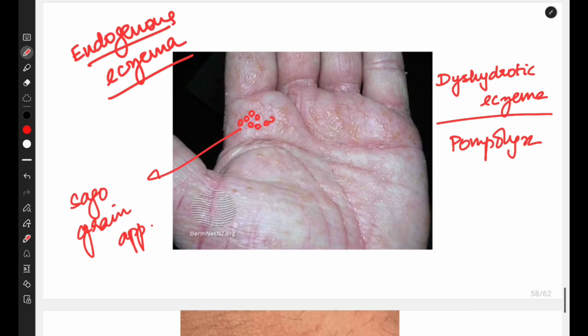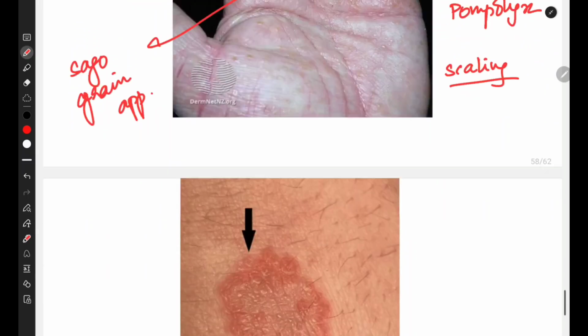Initially, for 1 week there will be this kind of eczema. It will be intensely itchy. Then after some days it will dry off and cause scaling. There will be peeling of the entire skin and it will resolve on its own.